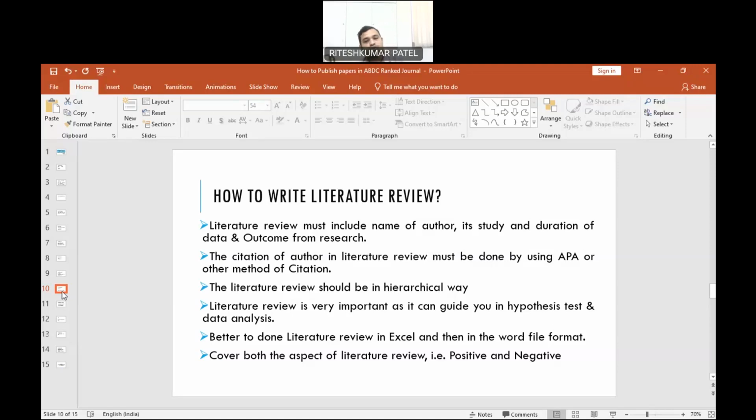Okay, so you need to read the literature from both perspectives, positive as well as negative. Normally, if the topic is positively skewed, there is very little chance that you will get negative literature. But if you get something out of that, you will be giving a value-added outcome to your literature review section.